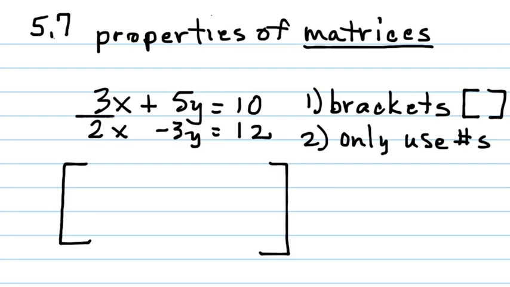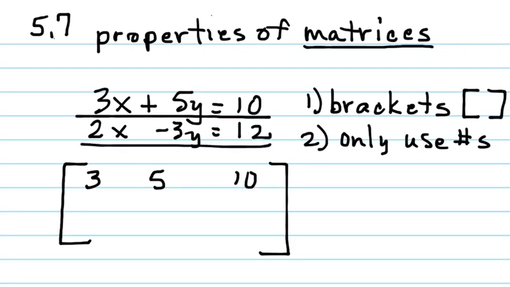So let's do this top equation first. We have a 3, we have a 5, and we have a 10. Now the bottom equation, we have a 2, we have a -3, and a 12. Now, notice we didn't do any math. All we did was rewrite it only using the coefficients.